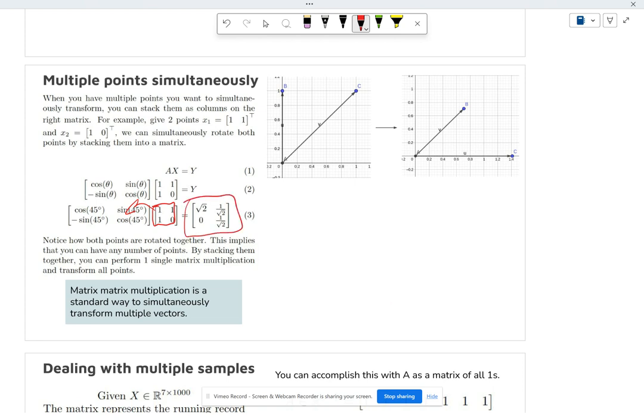Now notice it simultaneously rotated both points so that this goes here and this goes here. So notice the first one went and the second one went. So you see the 45-degree rotation. All right. So that's how you do multiple points simultaneously. You just stack them up this way. And that's much easier than doing one at a time.